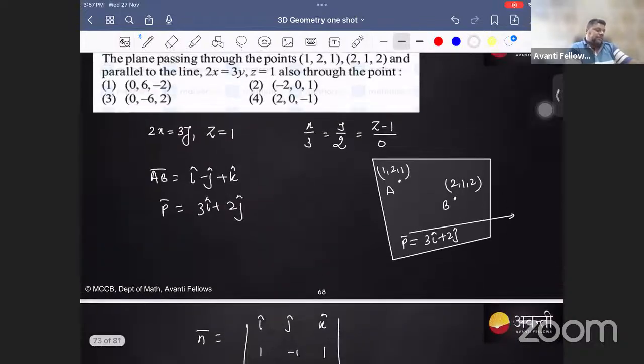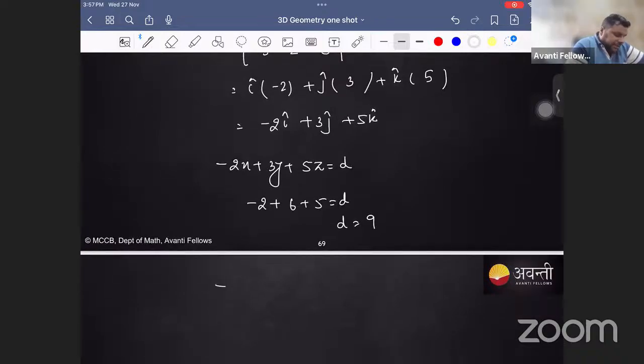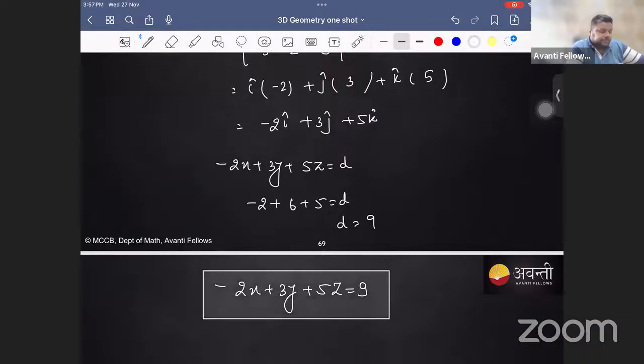Now it is passing through 1, 2, 1. So if you make it pass through 1, 2, 1, it will be minus 2 plus 6 plus 5 equals d. So d is 11 minus 2, 9. So the equation of the plane is minus 2x plus 3y plus 5z equals 9. Am I clear? Minus 2x plus 3y plus 5z equals 9. This is the plane you are looking for.